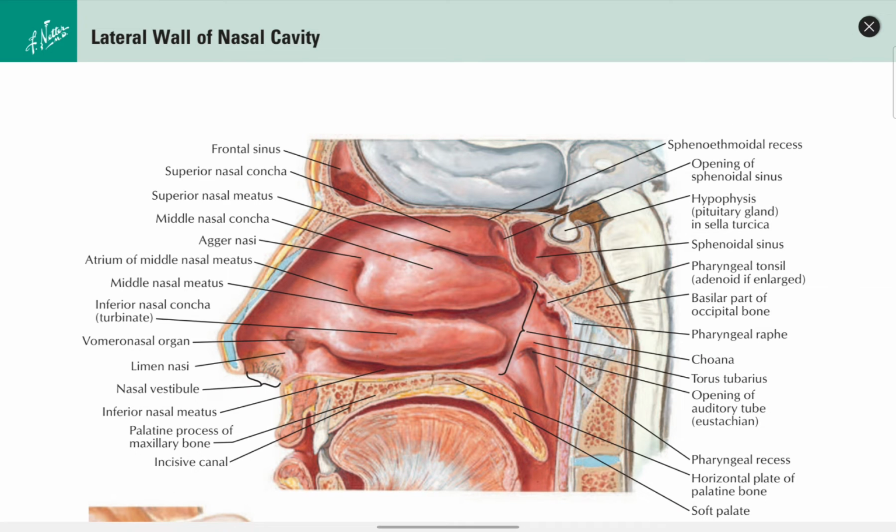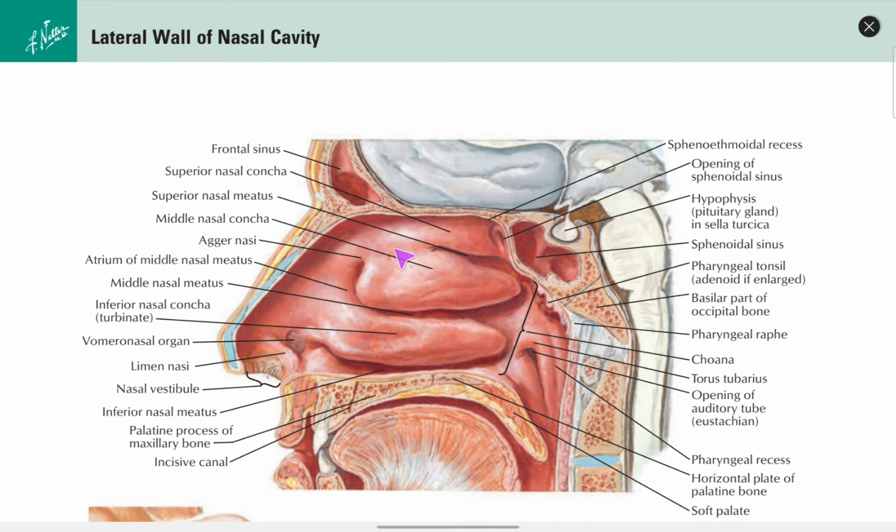So this is the lateral wall of the nasal cavity. Here three shelf-like bony projections are present: the superior nasal concha, middle nasal concha, and inferior nasal concha. They increase the effective surface area and warm the air which is inspired.